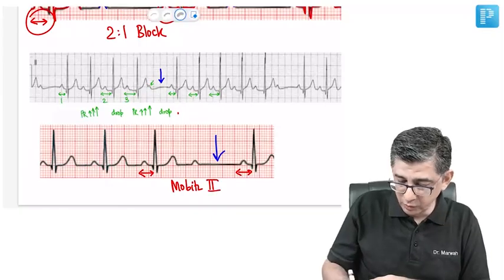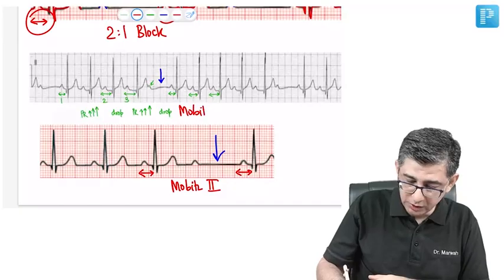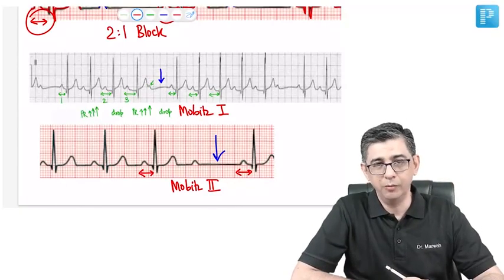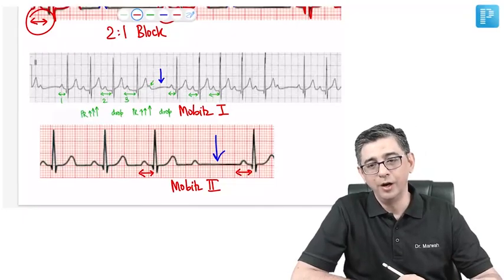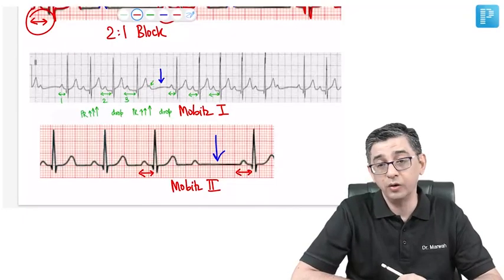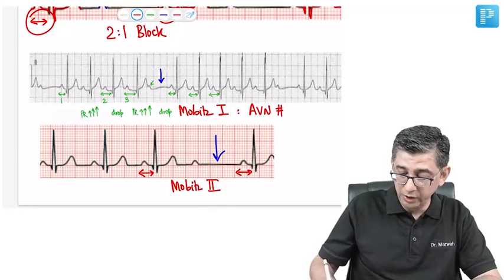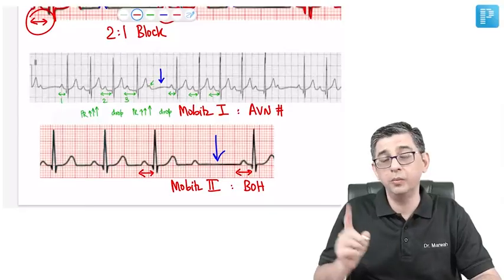So the message for you is that bradyarrhythmias look easy to understand. After all, there's only a bradycardia. Most people put it like this: there's only a bradycardia, why so many details? But you have to get used to the fact that in Mobitz 1 heart block, the problem is inside the AV node, whereas in Mobitz 2 heart block, the problem is not in the AV node, it is in the bundle of His.